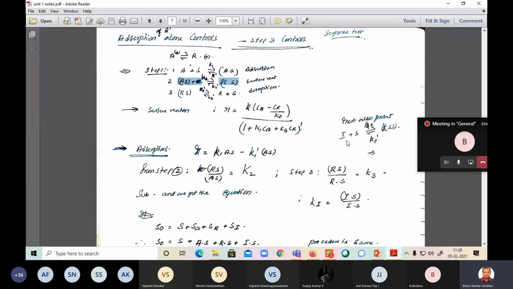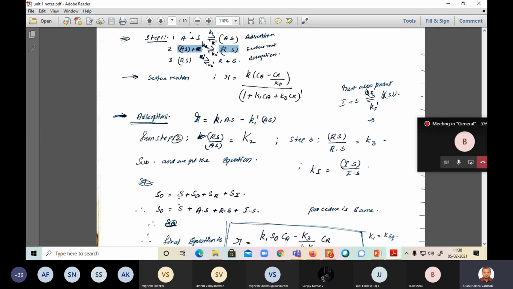If there are some inerts present, then you have to write Ki is again Is by I into S. I is the inert and S is the active site. So here we are writing S naught is S plus SA plus SR, and we are assuming some inerts are present. So you have to write that.